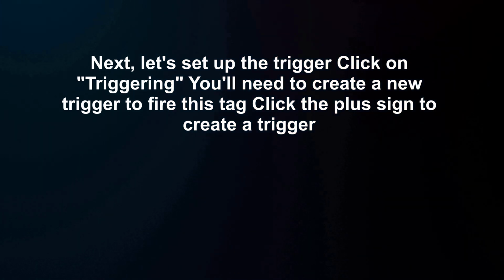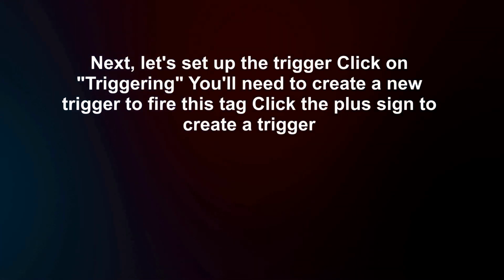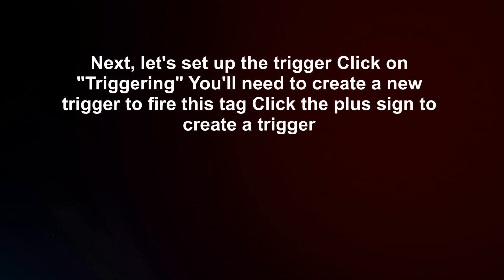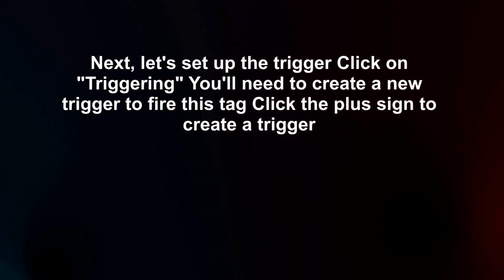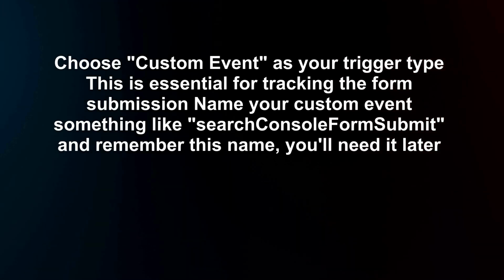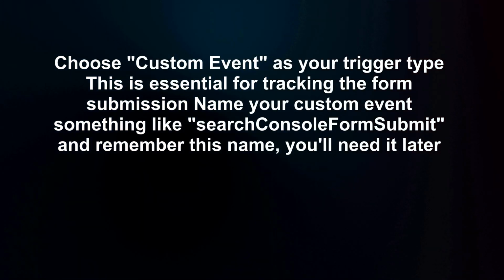Next, let's set up the trigger. Click on Triggering. You'll need to create a new trigger to fire this tag. Click the plus sign to create a trigger. Choose Custom Event as your trigger type. This is essential for tracking the form submission.